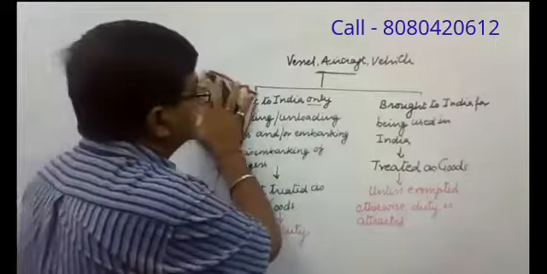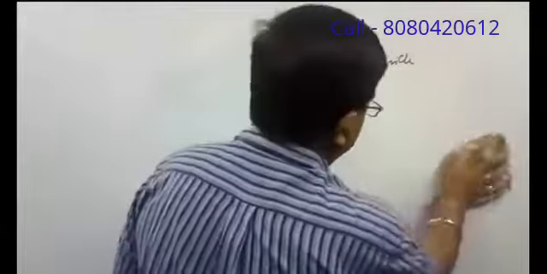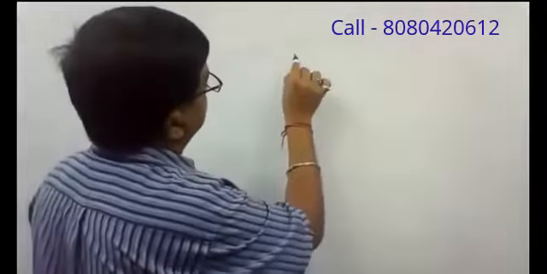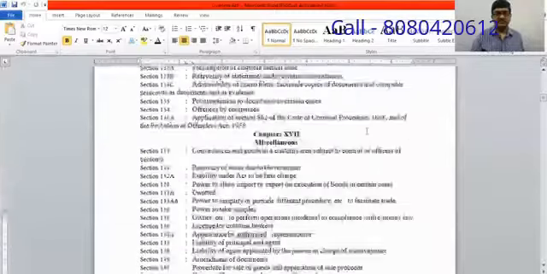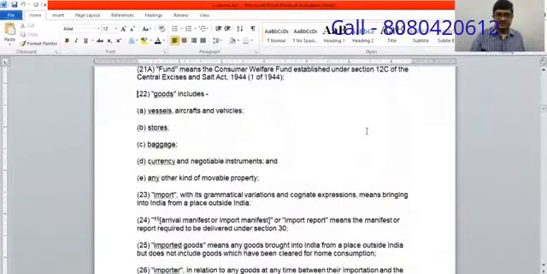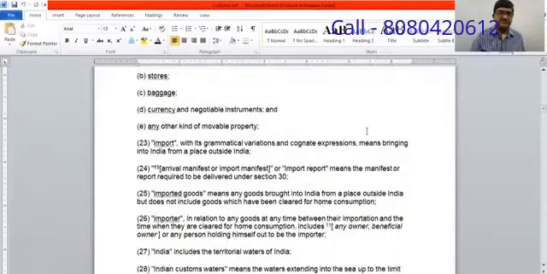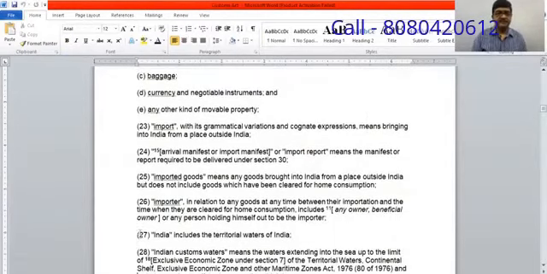So what is the meaning of the word India? 12 nautical miles. Place of supply. The term India, see, is defined. India includes territorial waters of India.